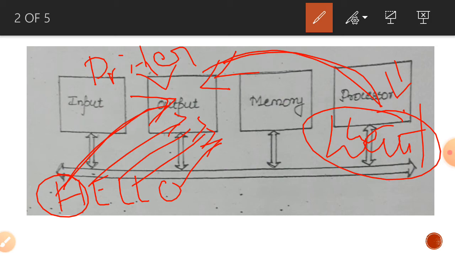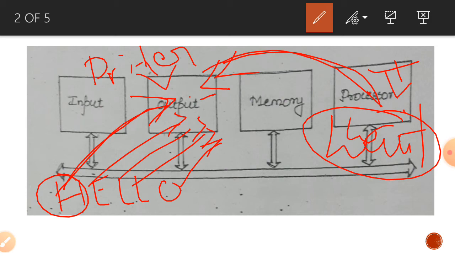That means the processor is blocked and no other devices can communicate until the printing task is completed. I already told that only two devices can communicate with each other at a time. While the printer and the processor are communicating, other devices can't communicate. Until the printer completes its task, the processor also has to wait, and no other task can be performed.